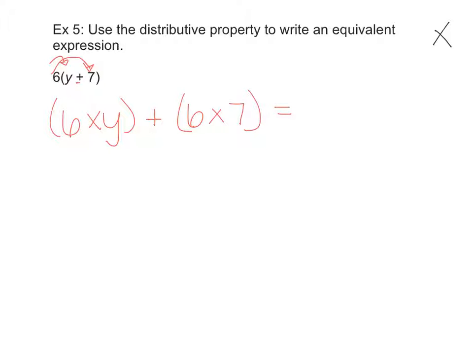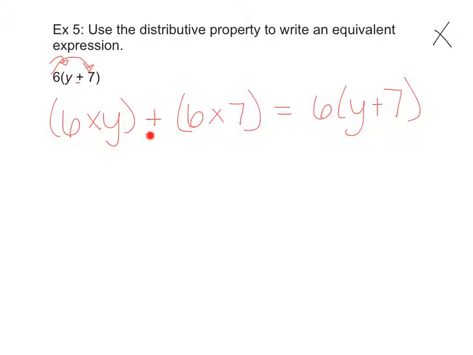Now here you'll say, Mrs. Twisdale, this is not a simplified expression. You're right. It is kind of more complicated, but they are still equivalent. So the original expression that I just wrote here, this is the original. It is equivalent to breaking it apart.